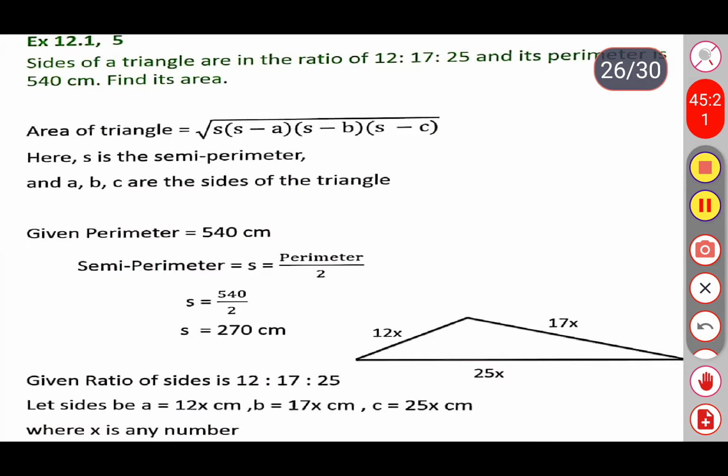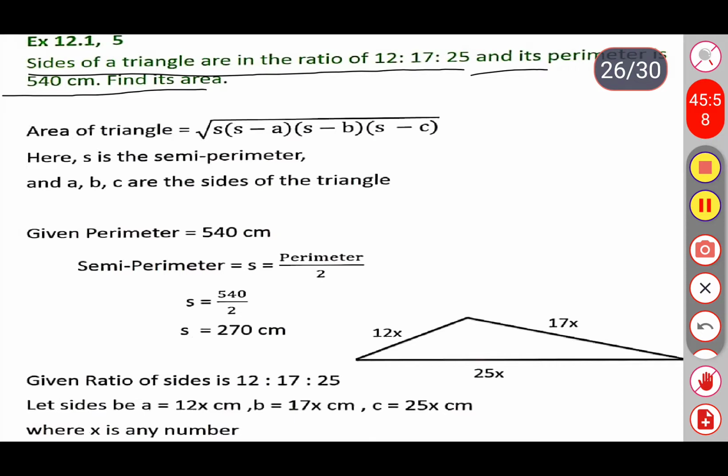Let's see the fifth question. Sides of a triangle are in the ratio 12 is to 17 is to 25 and its perimeter is 540 centimeter. Find its area. So here the three sides are not given in direct length, they mentioned their ratios. The three side ratios are in terms of 12 is to 17 is to 25. Perimeter is given, that is equal to 540.